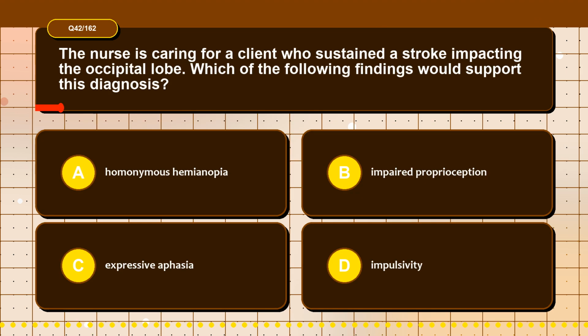Question 42. The nurse is caring for a client who sustained a stroke impacting the occipital lobe. Which of the following findings would support this diagnosis? Here are the options. Option A: homonymous hemianopia. Option B: impaired proprioception. Option C: expressive aphasia. Option D: impulsivity.